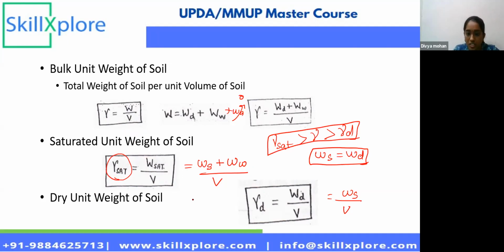The common unit used for unit weight is kilonewton per meter cube. Sorry, this is unit weight. For density, we'll be using rho, which is kg per meter cube. For my convenience, I'll be dealing only with the unit weight of soil. However, the formulas used for unit weight can also be used for density problems.